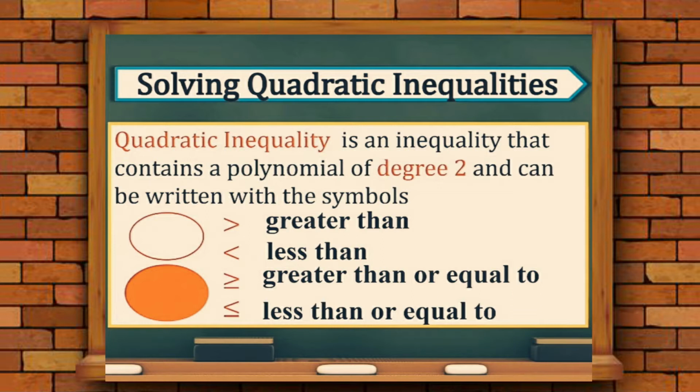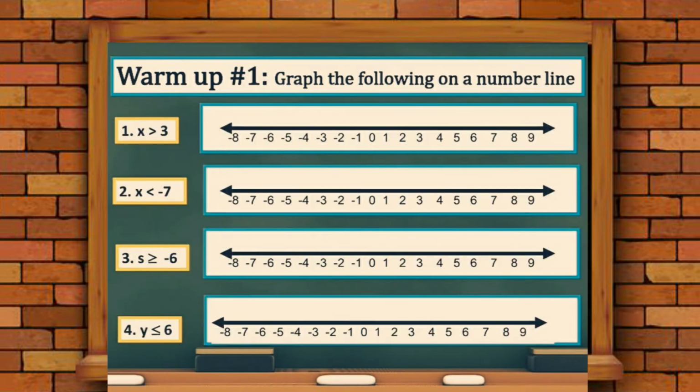Anyway, the method we will use is the number line and test point method. If the inequality symbol involved is greater than or less than, we will use an open circle in graphing the number line. And when it also involves greater than or equal to and less than or equal to, we will use a solid circle. And now, we will try warm-up number 1 and warm-up number 2.